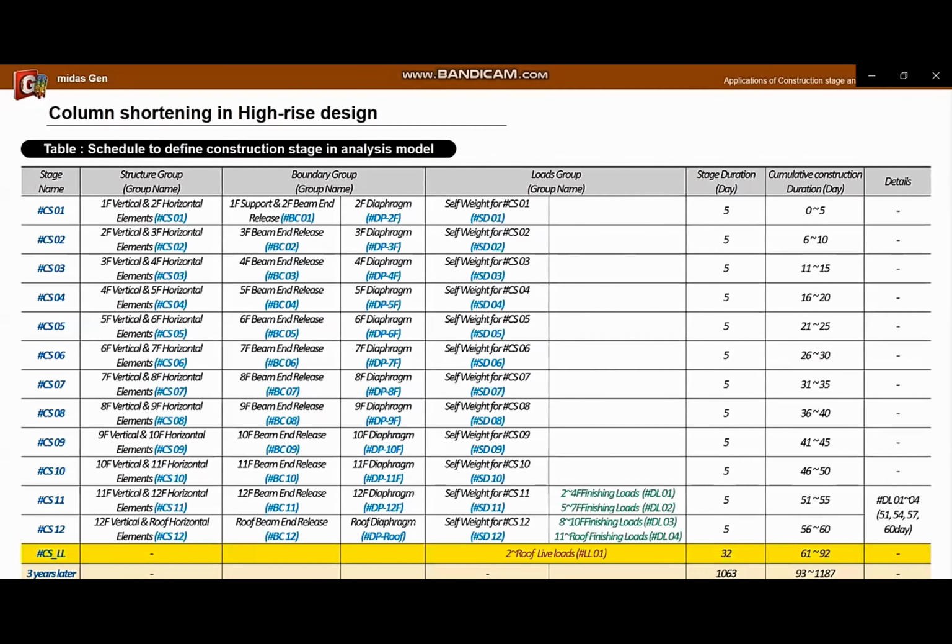The following is a table that organizes information to create a model for construction stage analysis. The first column sets the name of each construction stage, and there are a total of 14 stages. It is set at 1 stage for each story, and the stage where live load is applied, and the stage where 3 years pass after the completion of the structural construction are added. And the following columns are information about the grouping range and name of the structure, boundary conditions and loads by each construction stage. And the right column shows the duration for each stage.